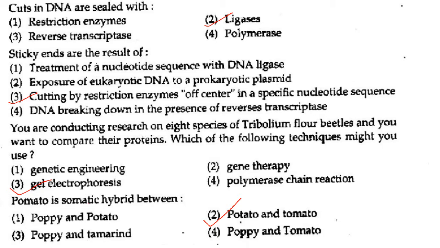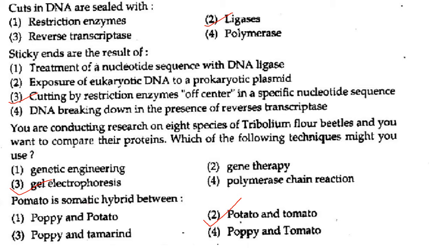Next one. You are conducting research on 8 species of Tribolium flour beetles and you want to compare their proteins. Which of the following technique might be used? Option 1, genetic engineering. Option 2, gene therapy. Option 3, gel electrophoresis. Option 4, polymerase chain reaction. Answer is option 3, gel electrophoresis.